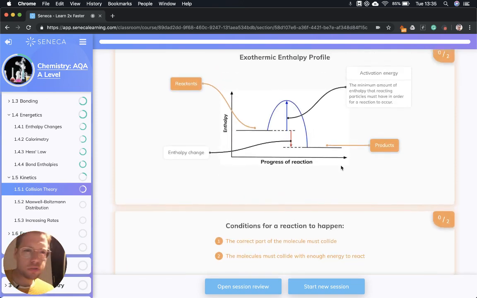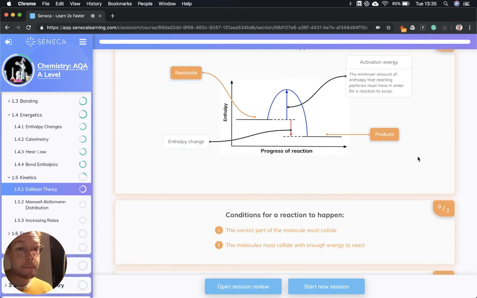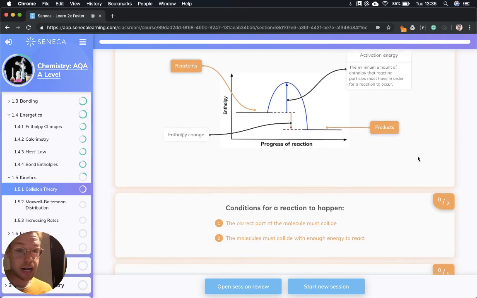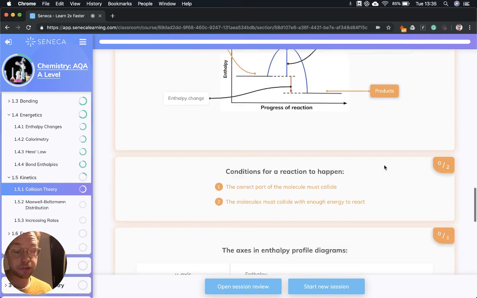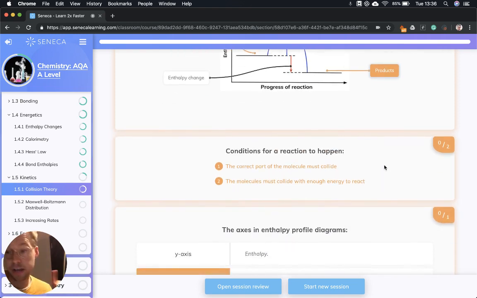While we're here, let's go over that definition for activation energy again. Do you remember what it is? Well, it's the minimum amount of enthalpy that reacting particles must have in order for a reaction to occur. That is activation energy. Really important. Make sure you nail that definition now. It comes up a lot in A-level chemistry.